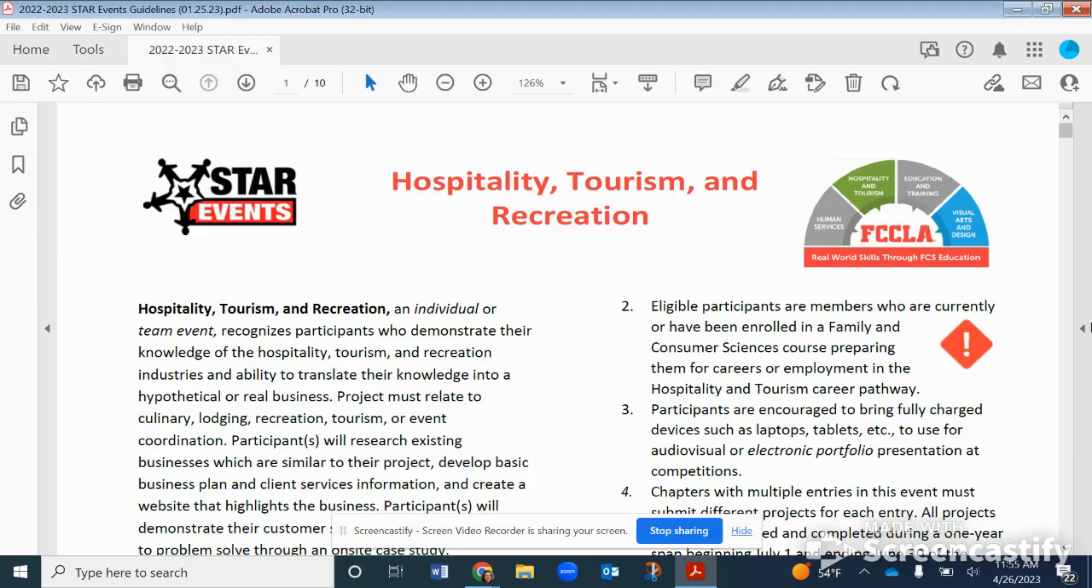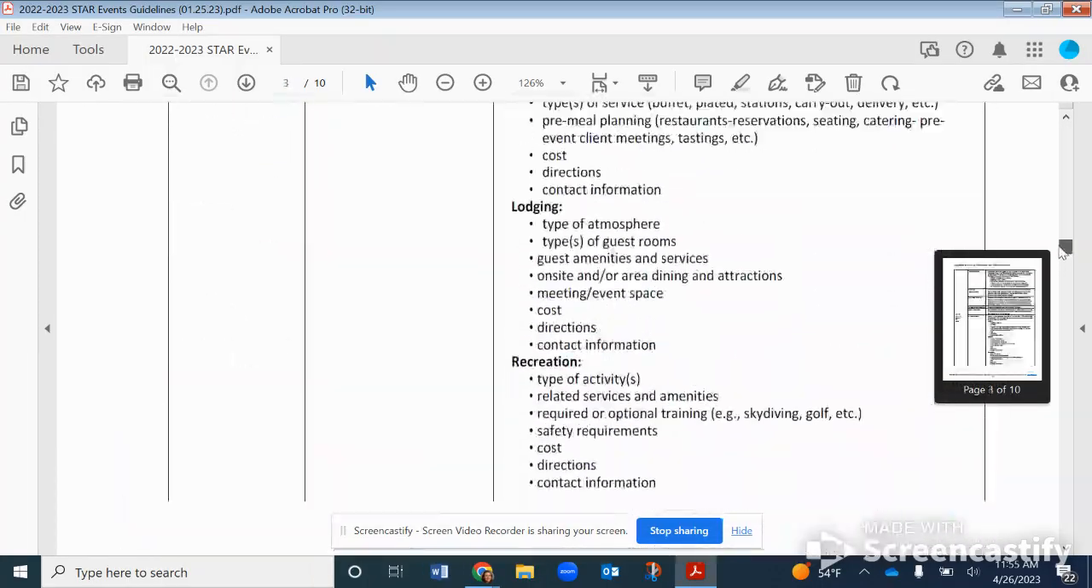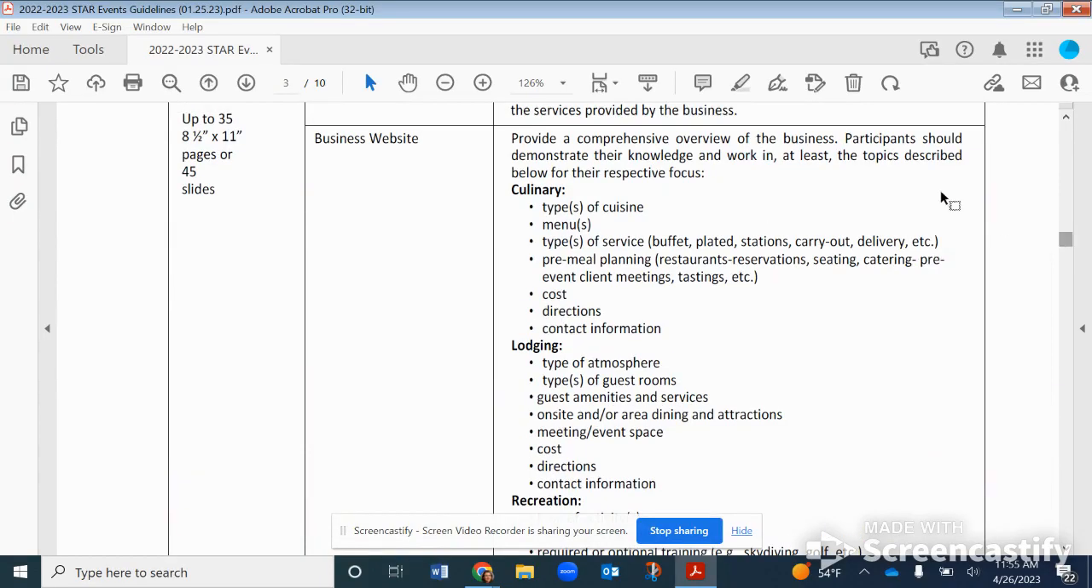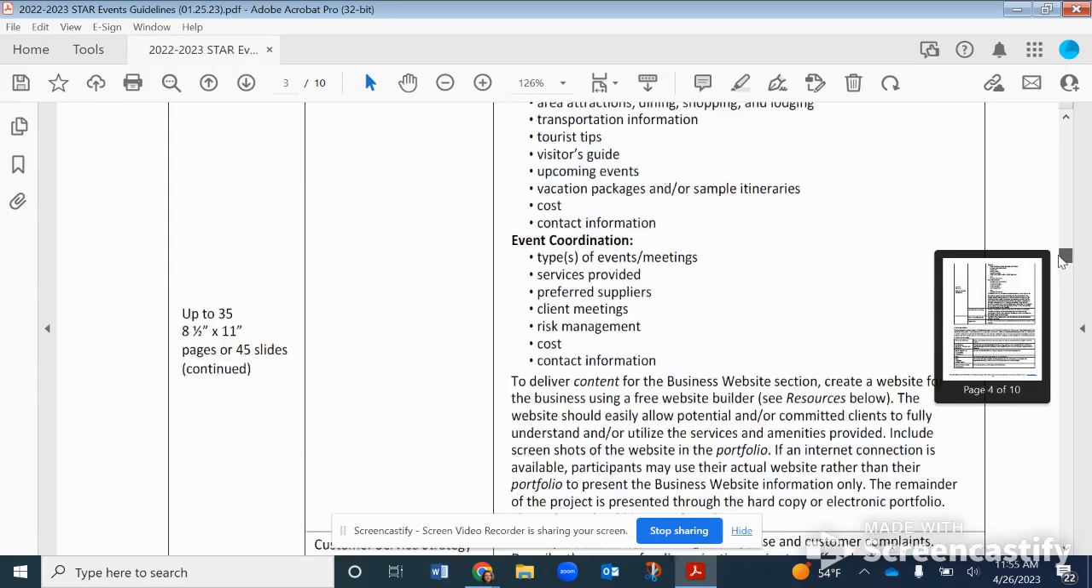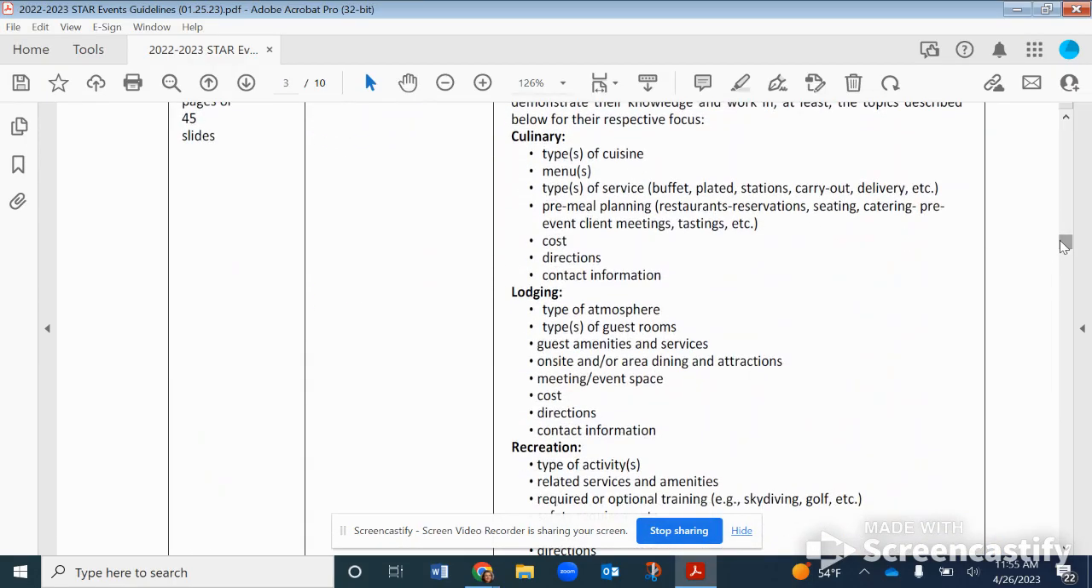Okay, so before we begin, since people are not familiar with the hospitality, tourism, and recreation event, why don't you talk us through what this event is about? Okay, so for this event, students are basically, let me scroll down to it. Students are basically choosing from one of these components or focus areas. So they have culinary, lodging, recreation, tourism, and event coordination. And they're basically just designing their focus area.